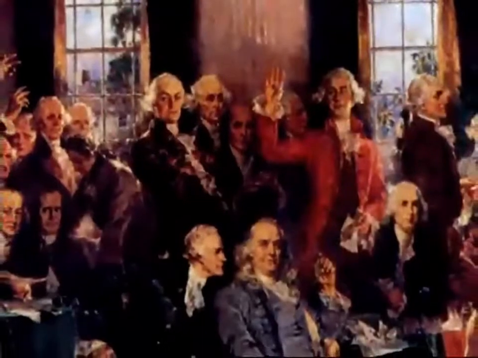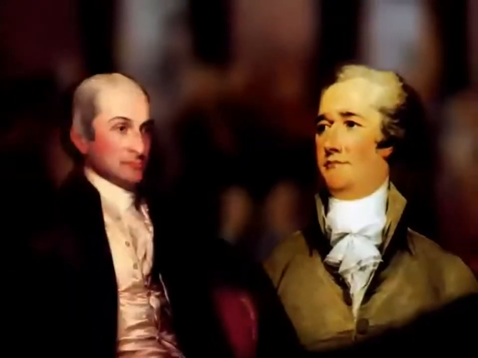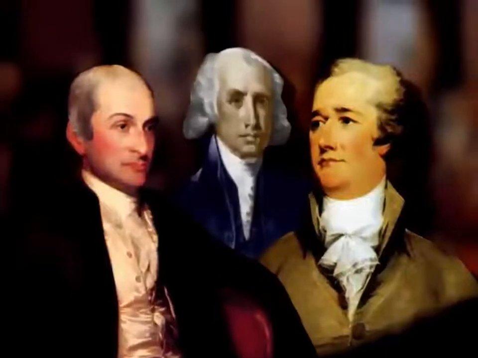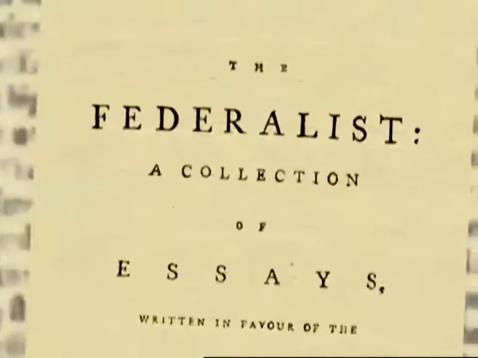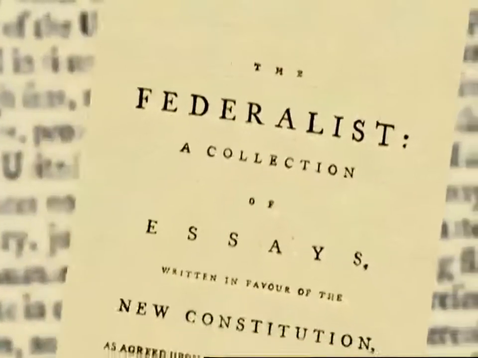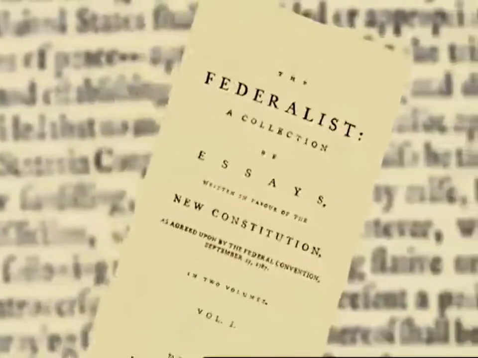Those in favor of ratifying the Constitution were called Federalists. Their spokesmen included Founding Fathers Alexander Hamilton, John Jay, and James Madison. They expressed their views in a series of essays known as the Federalist Papers, considered by many to be the best commentary on the principles of government ever written.